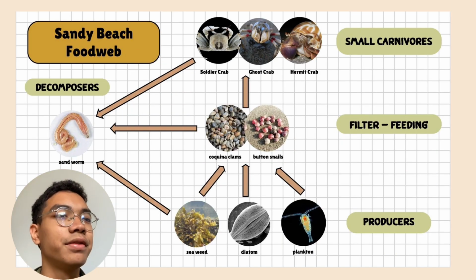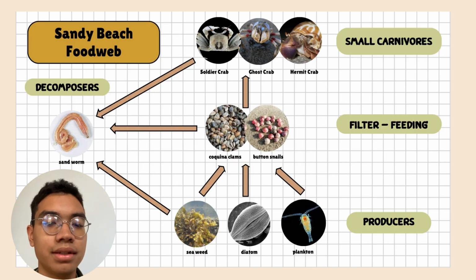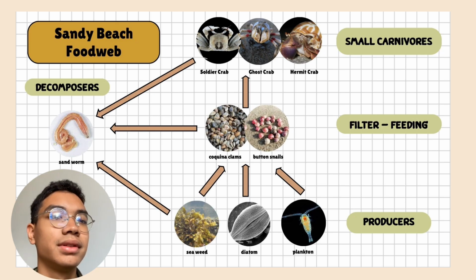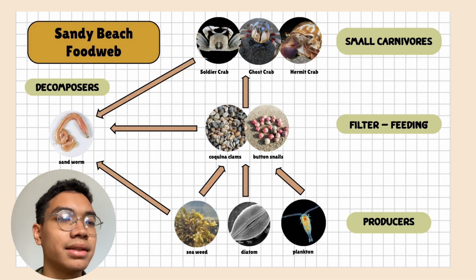This sandy beach food web shows biodiversity. The arrows show who eats whom, and they point to the consumer. Producers like seaweed, diatoms, and plankton are eaten by clams and snails. Then crabs eat them. And finally, sandworms decompose them.